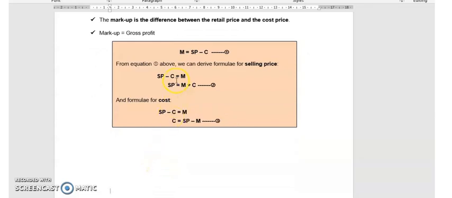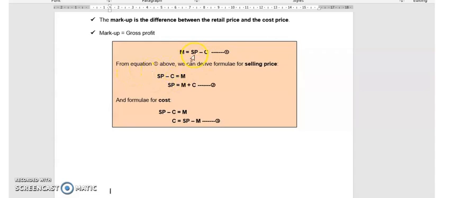Okay, look at the formula here. So markup M equals selling price minus cost. So in the example just now, cake lapis, you sell at 15 ringgit minus cost 10 ringgit, then you get a markup of 5 ringgit. Okay, from this formula, you can derive another two formulas. Here the subject is markup. So from this formula, you can derive the formulas for selling price and cost.